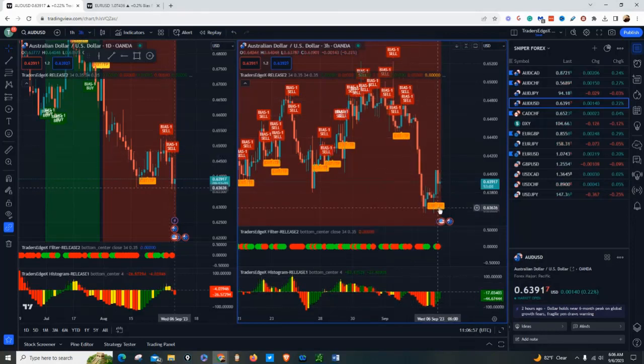Now remember, it says exit, take profit, but you're buying. When you sell it, you've got to buy it back, right? So that's kind of how it works here.